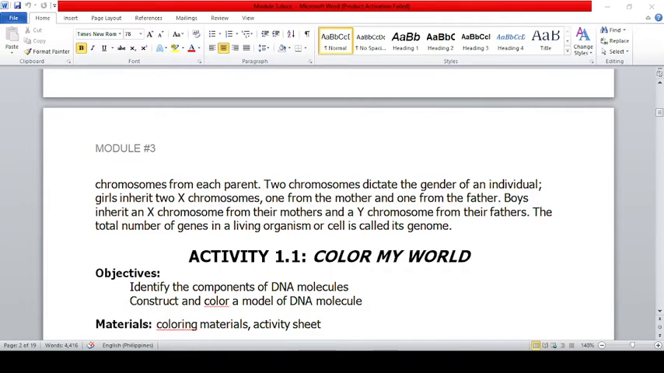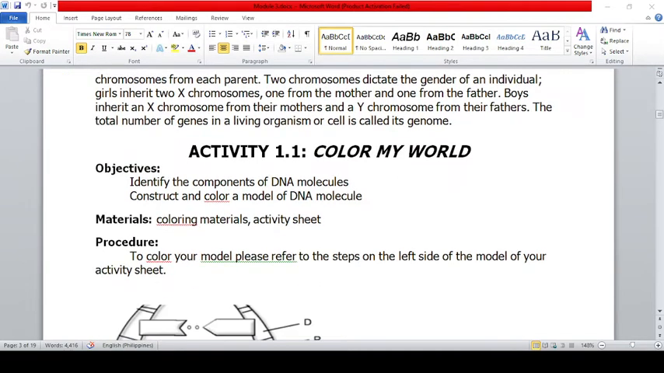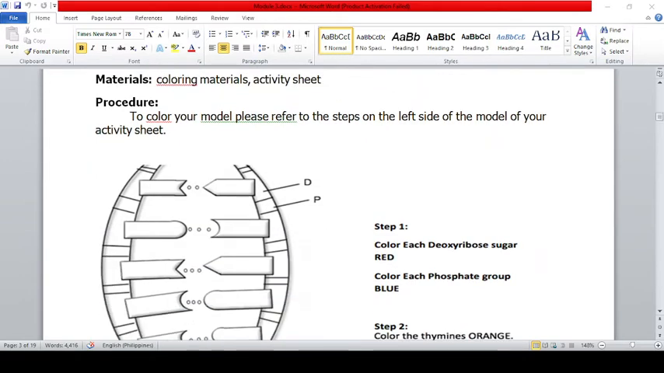Okay. So our first activity is Color My World. You have coloring materials and an activity sheet. The procedure is to color your model. Please refer to the steps, kasi we have steps there. For step 1, color each deoxyribose sugar. Saan ba yung deoxyribose sugar dyan? We have the D. Kita mo yung D sa ating picture na DNA model. So, you must color it red.